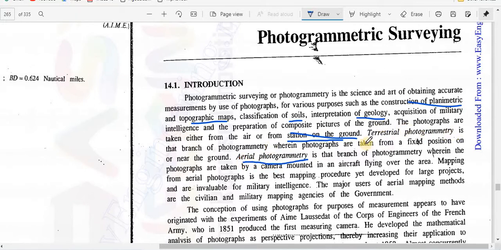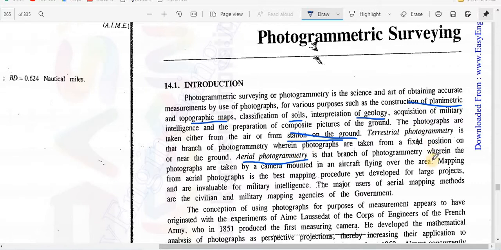Terrestrial photogrammetry is a branch of photogrammetry where photographs are taken from a fixed position on or near the ground. Aerial photogrammetry is the branch where the photographs are taken by a camera mounted in an aircraft flying over the area. So these are the two classifications of photogrammetric surveying: terrestrial and aerial.